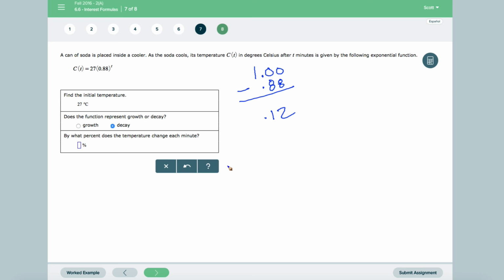And we get 0.12. If you use a calculator, that's fine, but it's 0.12. And to show you, we just borrow. 10 minus 8 is 2, 9 minus 8 is 1. So it is going down by 12%. Move that decimal over 2 times, and you get 12%.